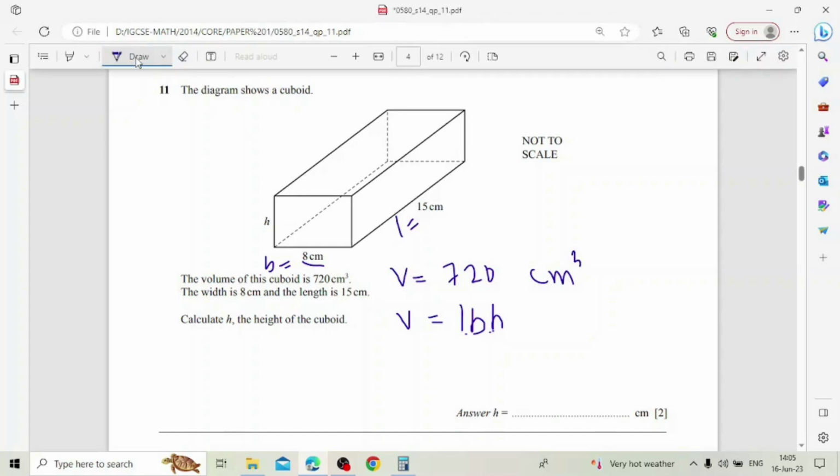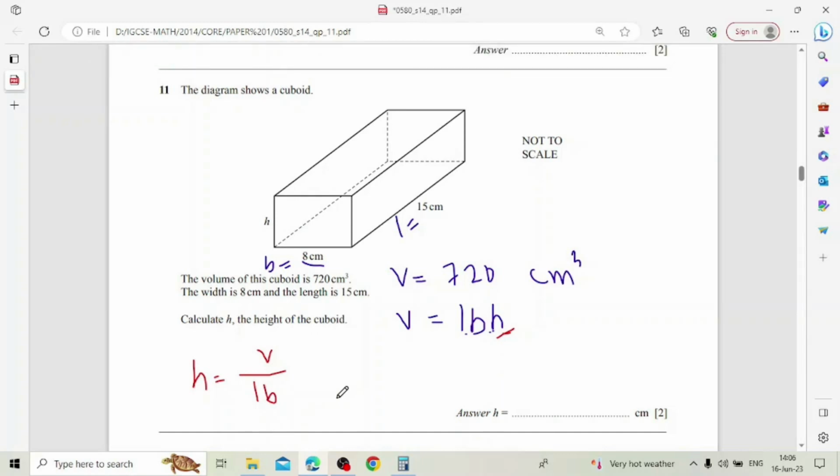Now we don't have h. One h is missing over here. So how do we rewrite this formula? H is equal to, the other side of the equal to will be the numerator, and the values along with the measurement along with h will be denominators. Remember this. This is the revised formula for this question, since we have to find height.